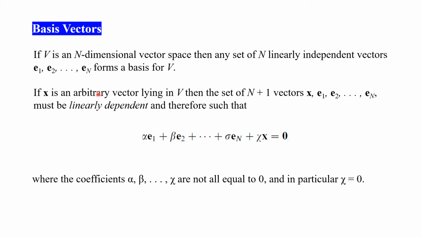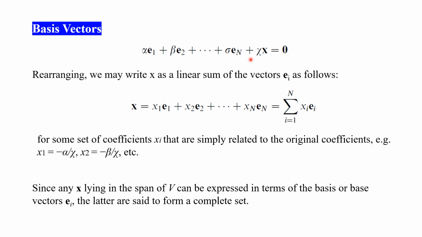And if x is an arbitrary vector lying in V, then the set of n plus 1 vectors x, e1, e2 up to en must be linearly dependent, and therefore you have alpha e1 plus beta e2 plus dot dot dot plus sigma en plus chi x is equal to 0. Here we have linearly dependent vectors, where the coefficients alpha, beta up to chi are not all equal to 0, and in particular, your chi should not be equal to 0.